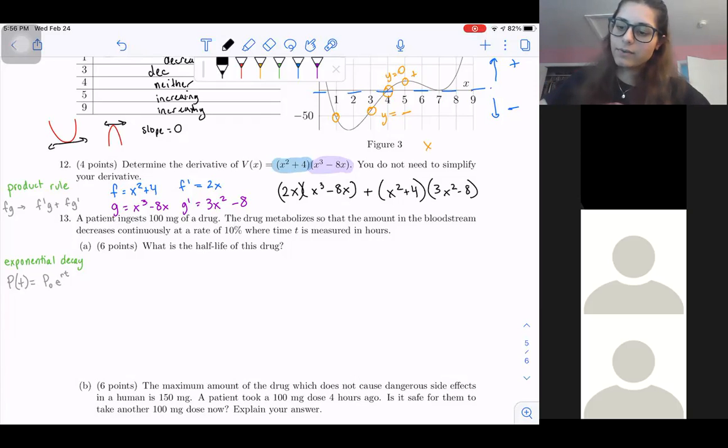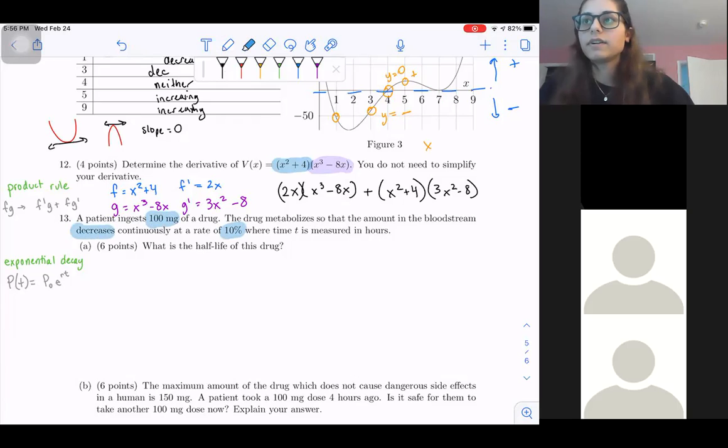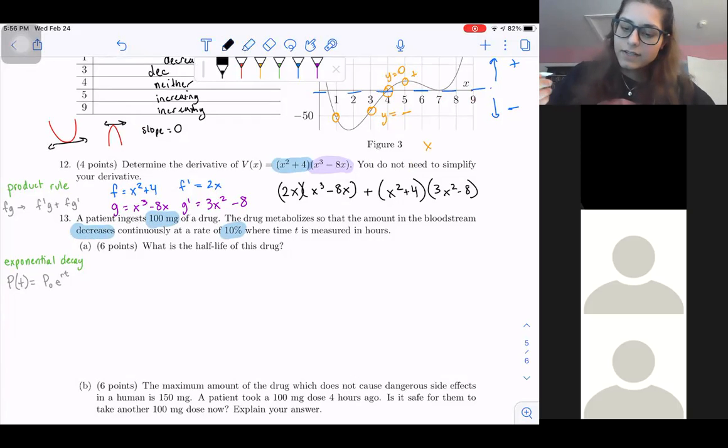And so in this case, we know that our initial is going to be 100 milligrams, and then it's decreasing at a rate of 10%, right? So remember you will take note of decreasing versus increasing, because that will affect whether your rate is positive or negative. And then T is measured in hours.